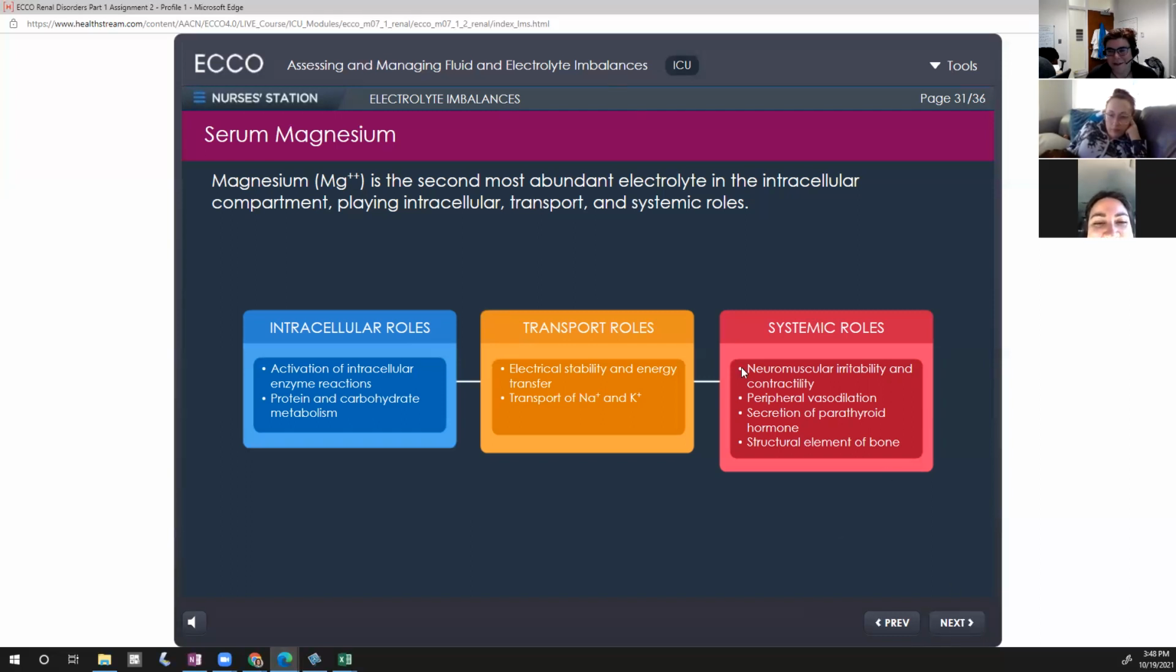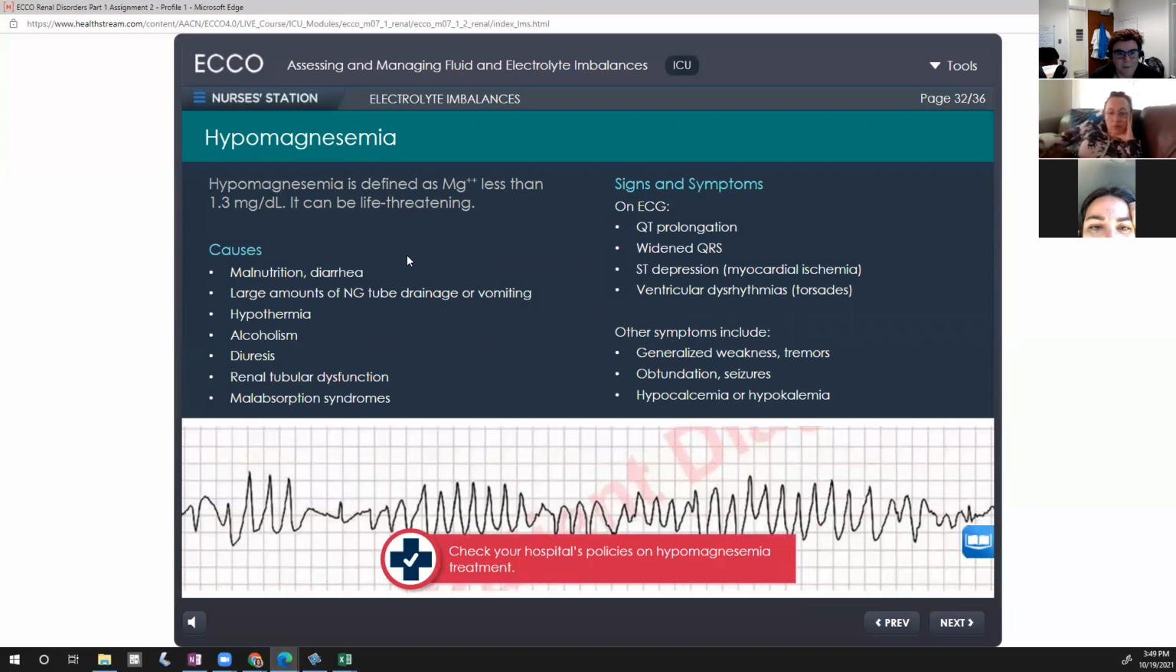So the big thing, obviously, would be a code. It helps transport K and sodium, and provides electrical stability. So that's why when you have a really low mag, your cardiac electrical cells go completely haywire. Patients, you'll see it with malnutrition, a large amount of drainage, or alcoholic patients, and then QT followed by QRS followed by disaster down here at the bottom, and then seizures.